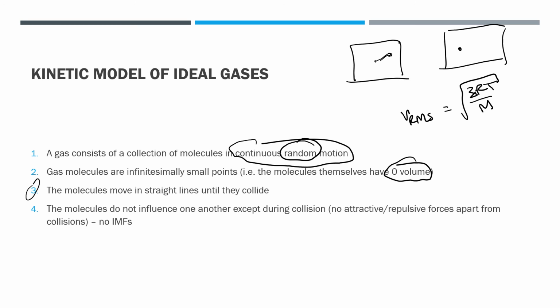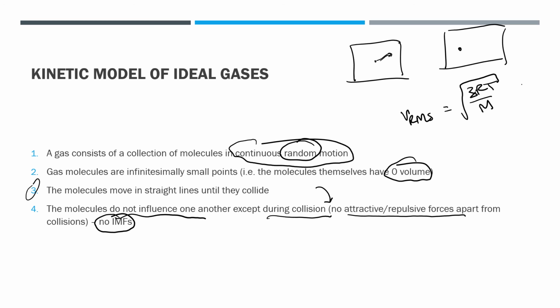And that brings us to the fourth point: the molecules do not influence one another except during collisions. And what does that mean? That means there are no attractive or repulsive forces apart from collisions. So we assume that there are no intermolecular forces, no IMFs.